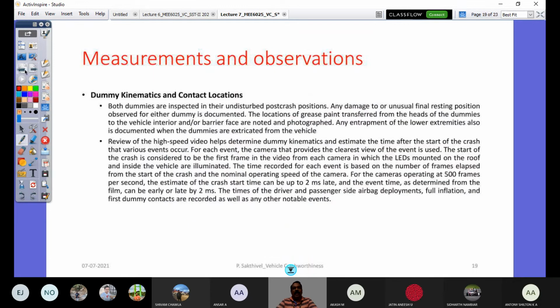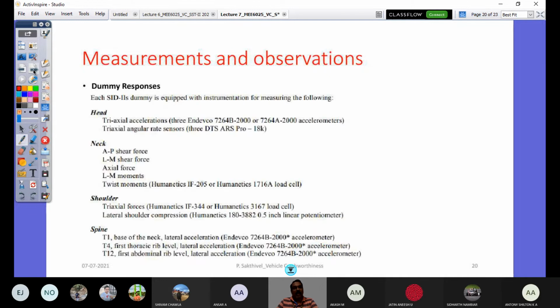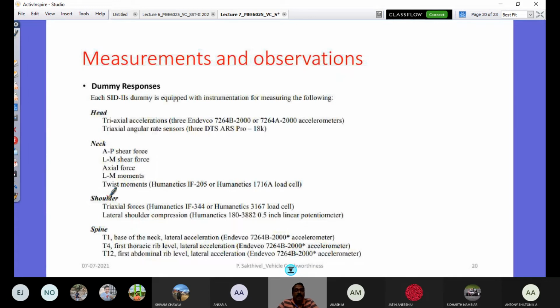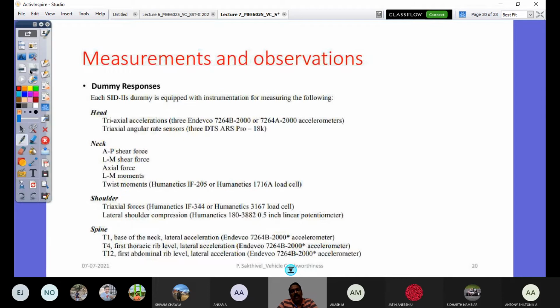And again, dummy kinematics and contact locations are very important. In dummy kinematics, what you infer is, through the instrumentation of the dummy, you are able to get head, neck, shoulder and spine injuries. This slide gives you what type of sensor codes are from the suppliers. So these are the instruments that are used in finding the injury level or the crash pulse data.